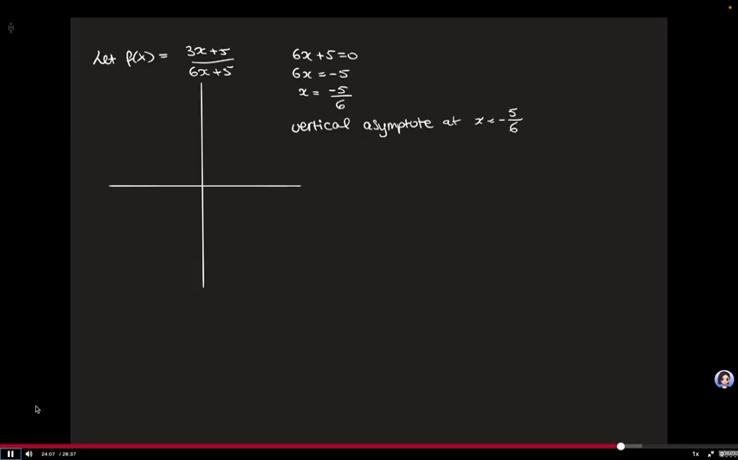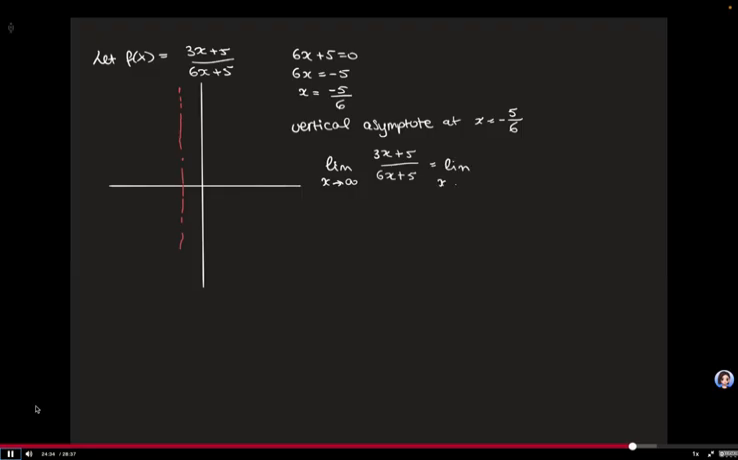So this is our vertical asymptote. Let's say it is right here. And what we also know is that it doesn't reach a certain number. In order to show that, we can take the limit of x goes to infinity, right? So if we take a really big number, of 3x plus 5 divided by 6x plus 5.